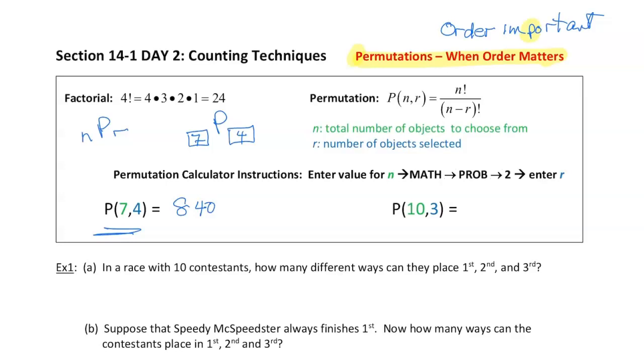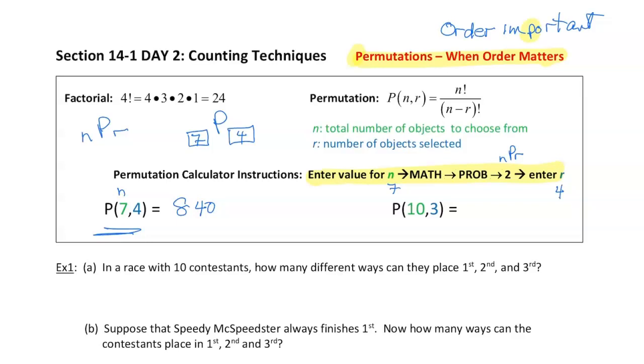If you have just the regular TI-84 that's not been updated, or can't be updated, for example, or the TI-83, then you're going to follow these directions. Okay, you would enter the N, which is the first number, so the 7. Then you would hit math, probability. You would go down to the second item, which is going to say NPR, and then you hit that, and then you enter your R, which is the 4. And then you hit equals, and you get 840.